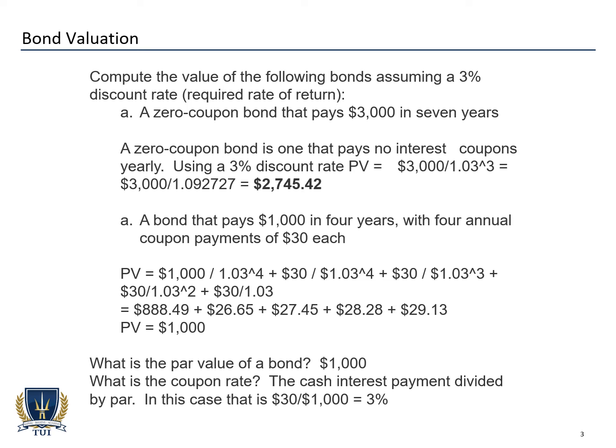A bond that pays 1,000 for 4 years with 4 annual coupons of 30 each. Here, you have to take the face value, discount it by 4 years, take the first interest payment, discount it by 3 years, the second one discount by 2, third discount by 1, and the fourth doesn't get any discount because you get it at the very end.